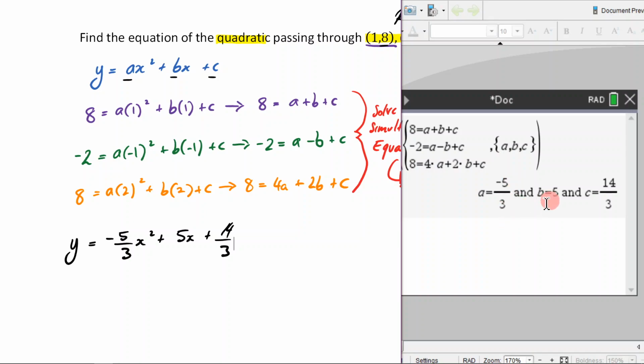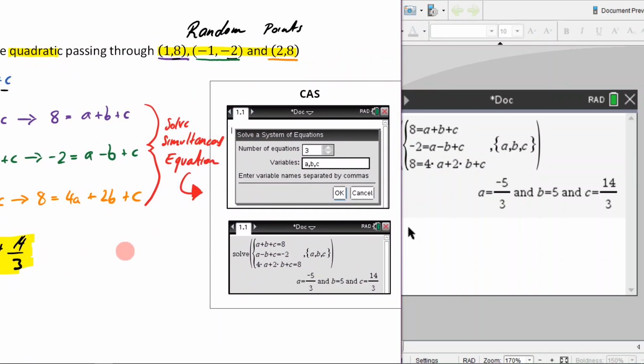In my b spot, I replaced it with 5. In my c spot, I replaced it with 14 on 3. There is my answer right there. Now, before we move on, I actually want to show you a quicker way you could have put this into your CAS calculator. So we did it this way just to show you what's going on, but let me now show you a quicker way to do it.